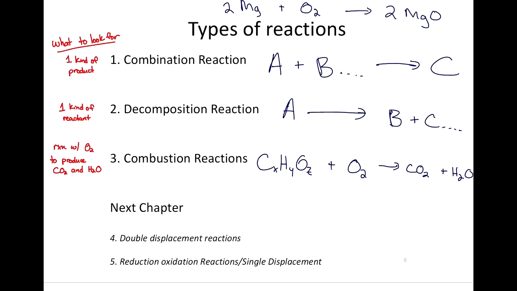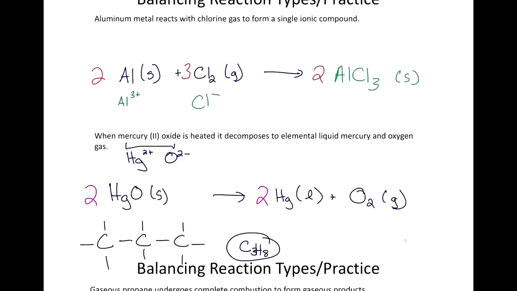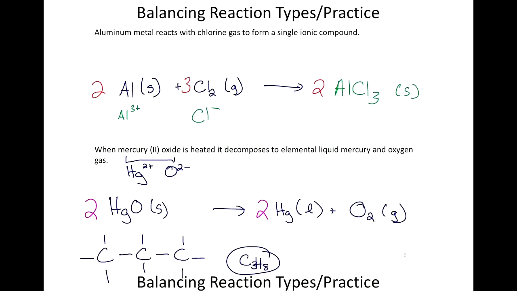We can identify what kind of reaction we're working with depending on the substances that are present on the product and the reactant side. The 3 types that I have here: combination, decomposition, and our favorite, combustion reactions. And I have in the corner the defining feature for these different types of reactions. So we did some examples of balancing.